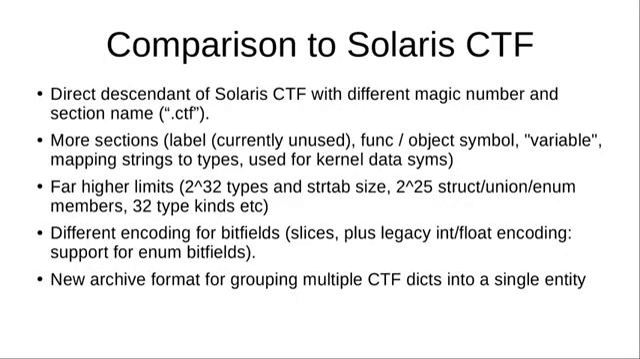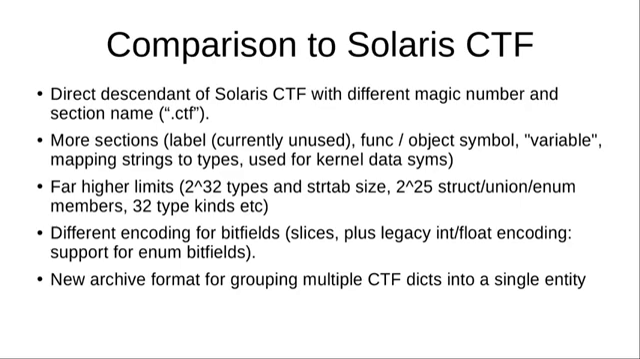I thought I should compare it to things people might know about. Solaris CTF is notable for having been around for a very long time. It was the parent of all these other formats. It's a direct descendant. I changed the magic number, I changed the section name because I've changed the format. We have more sections than Solaris CTF. In particular, we have a section which maps strings, arbitrary names, to types, which can be used for things like the kernel, where you don't get the data symbols from an ELF symbol table, but from somewhere else. We dig them out of kallsyms, and then you can use CTF to look up the name of that symbol and that sort of thing.